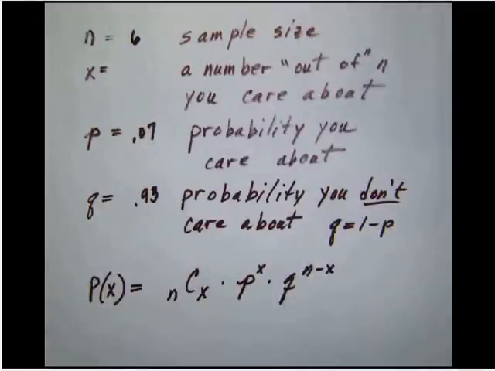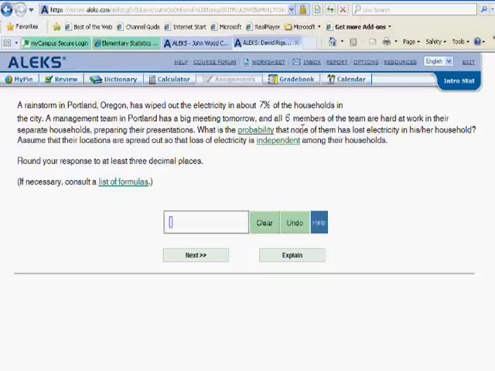And let's go back and read a little farther here. All six members are hard at work preparing their presentations. What is the probability that none of them has lost electricity? None of them. In other words, 0 out of the 6. So x, the number that we care about in this case, is 0. So let's go ahead and complete our form here and work out the answer to this problem.